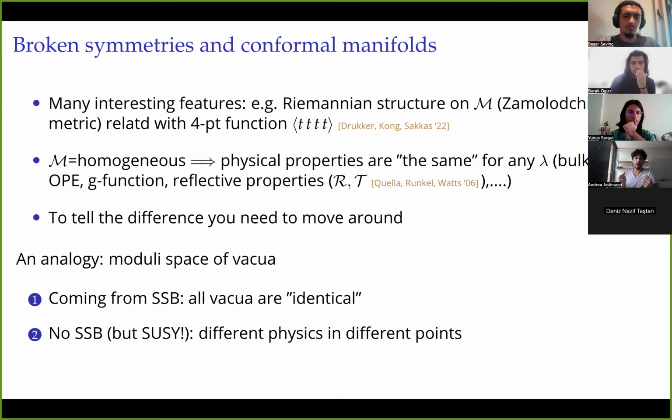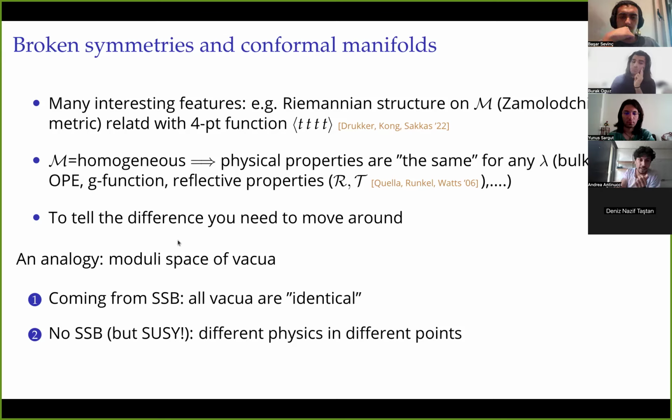So many physical properties, like the bulk-defect OPE that you can study, you can take a bulk operator, push it on top of the defect, and study the OPE. They are independent of the point on the conformal manifold. And that's just because essentially these defects are obtained by wrapping with a topological defect.